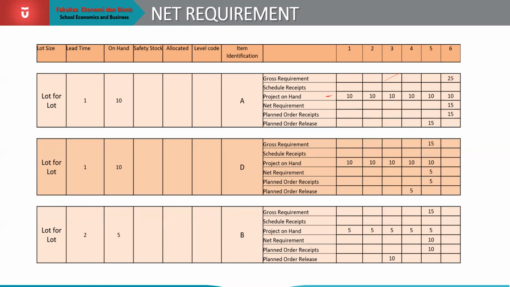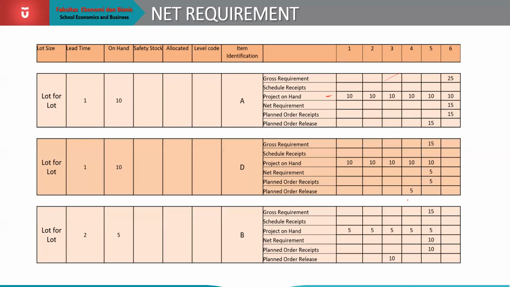So you have 25 gross requirement, but you already have projected on hand 10. It means you have a net requirement of 15 units, and you plan to receive this order, or you plan to make this order finished in week 6, and you plan to release the order in week 5 because the lead time is 1 week.